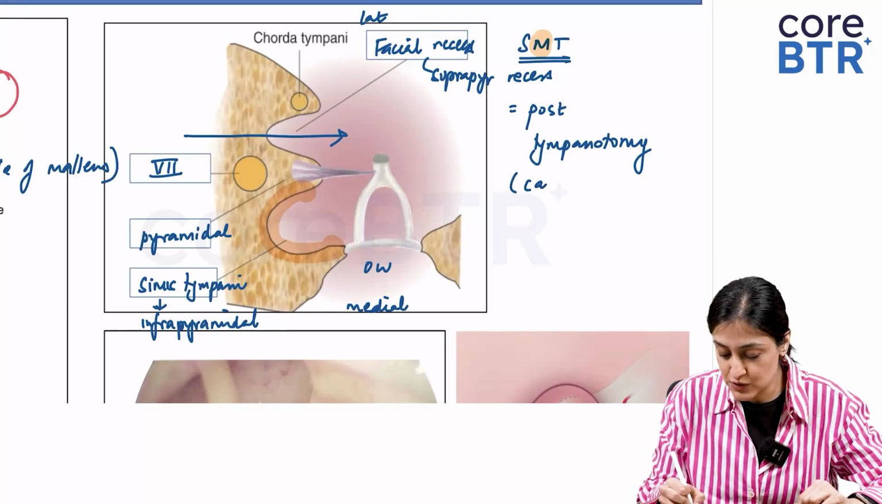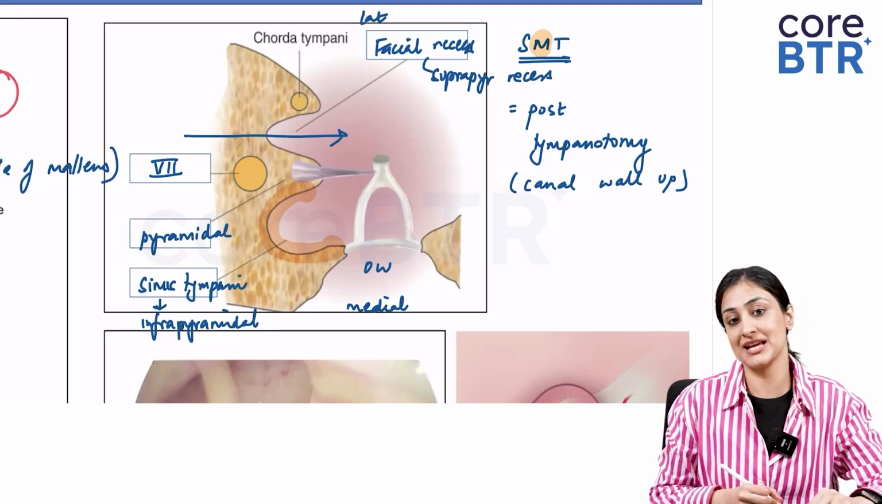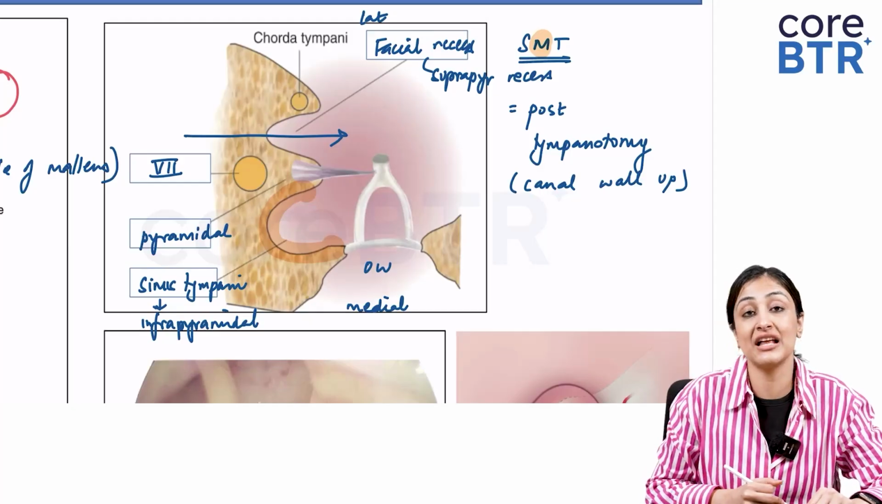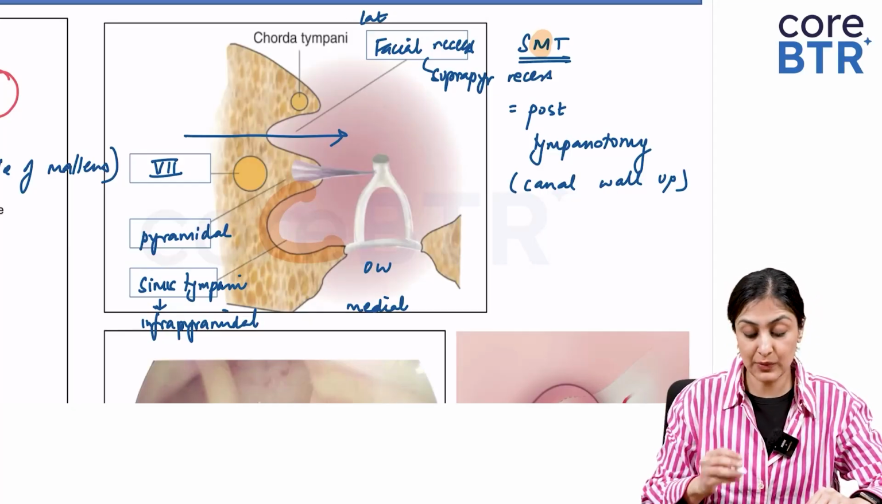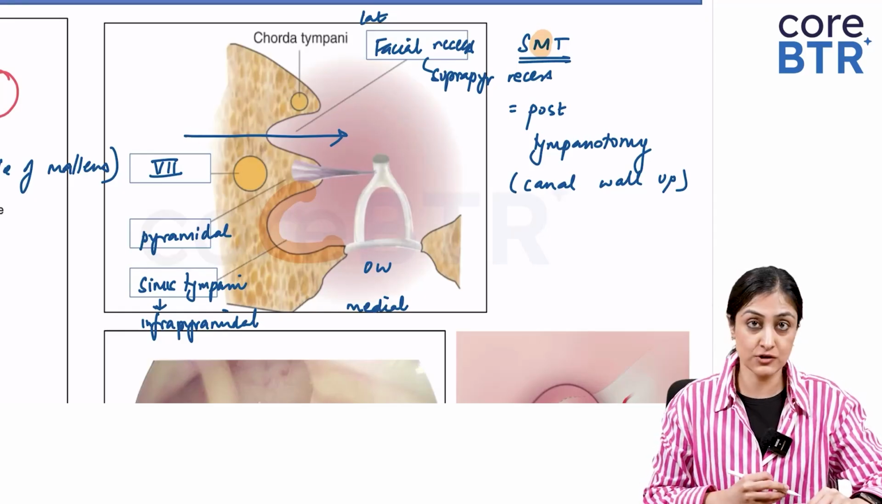So that is why this is also called the canal wall up approach. It's a minimally invasive approach through the mastoid sinus, right? So this is the canal wall up procedure. Now imagine a surgeon has come inside to clear off all of the cholesteatoma here.